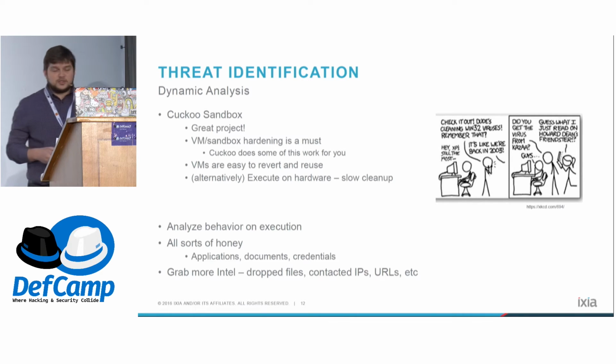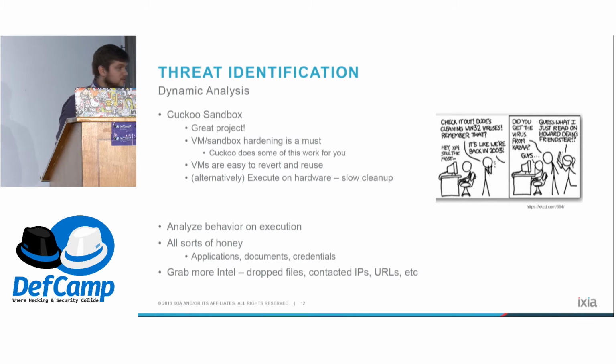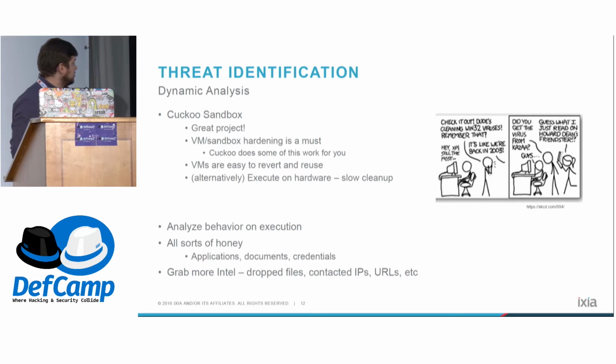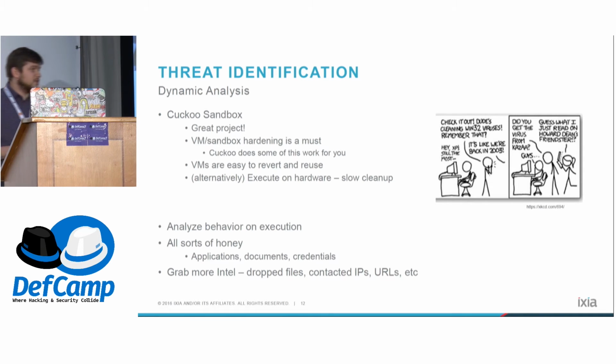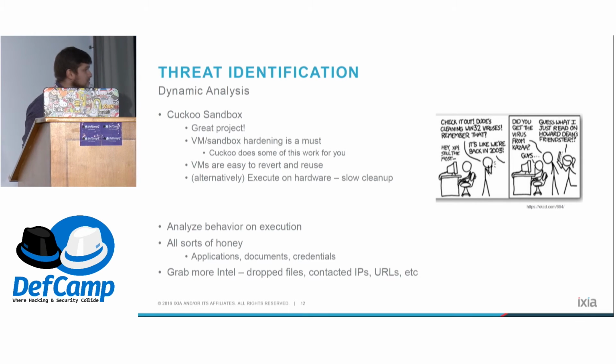You might ask why use VMs if they're easy to spot. The reason is that they're also easy to revert and reuse. Alternatively, you could execute on bare bones hardware, but you would have very slow cleanup. It's not a magnitude of hours like cleaning up Windows XP used to be when you had viruses, but it's still too slow for an automated environment. So we have execution. We started analyzing behavior.